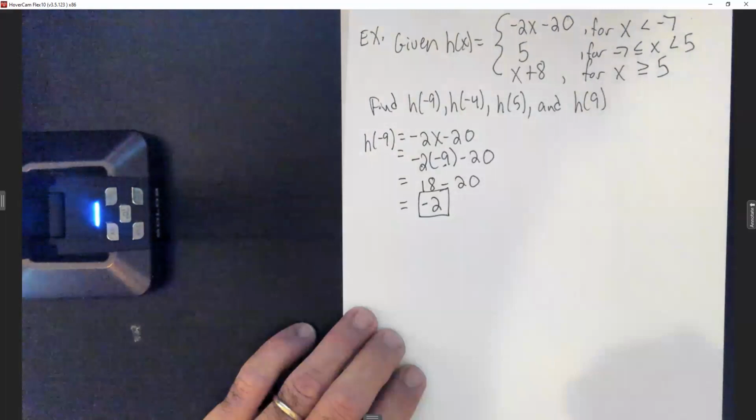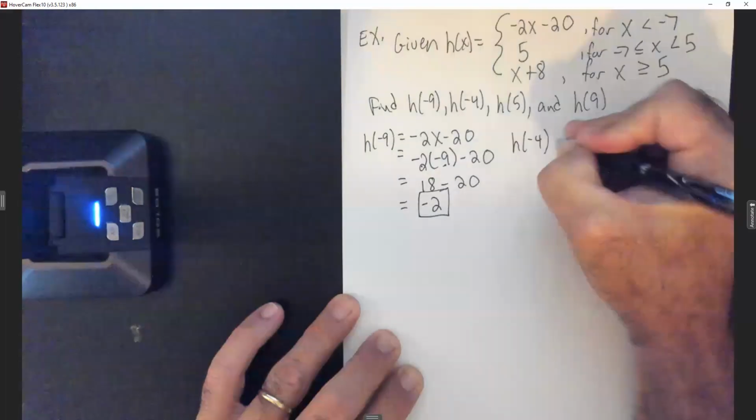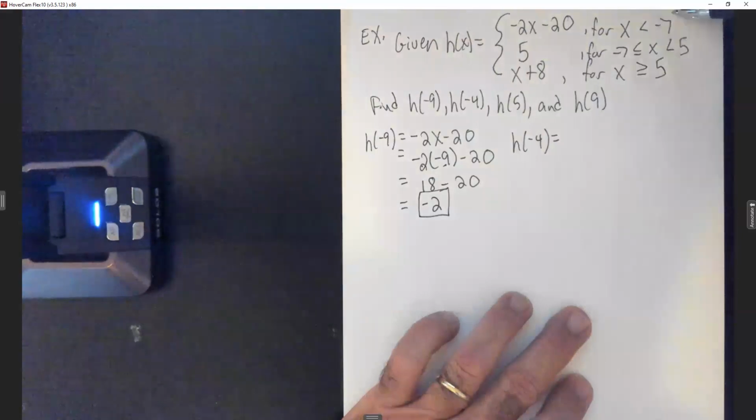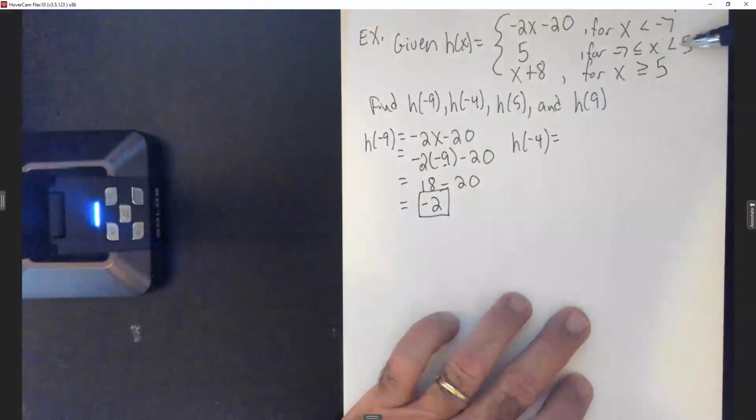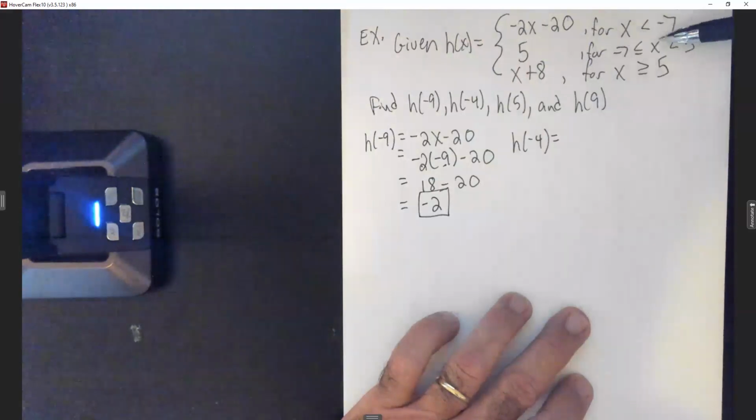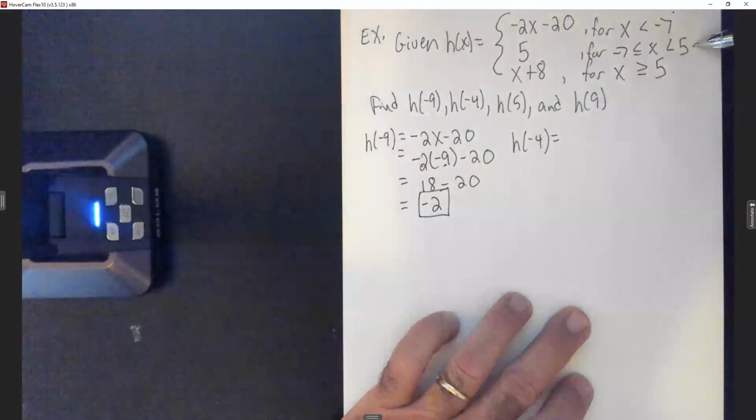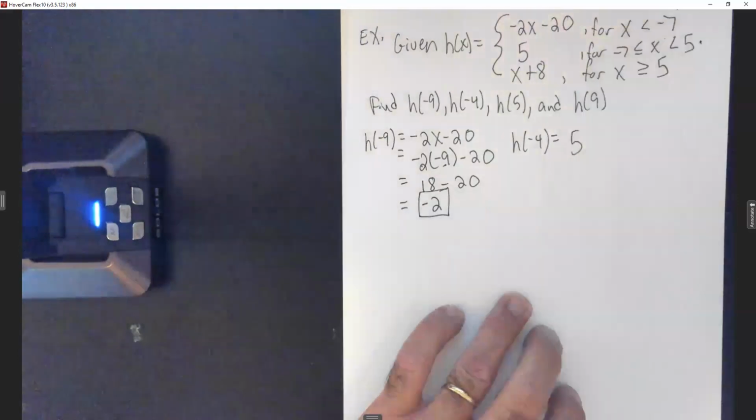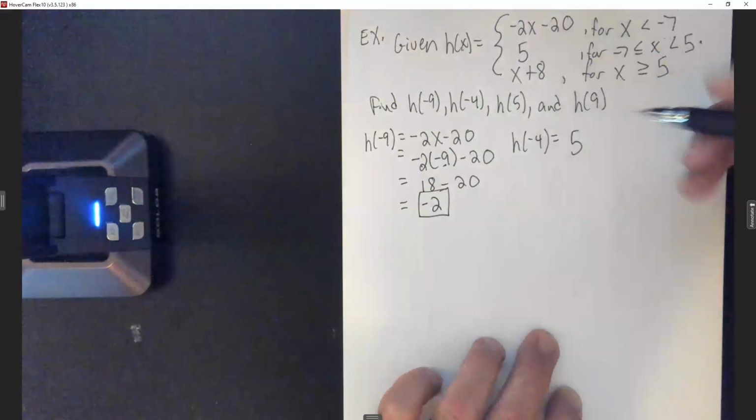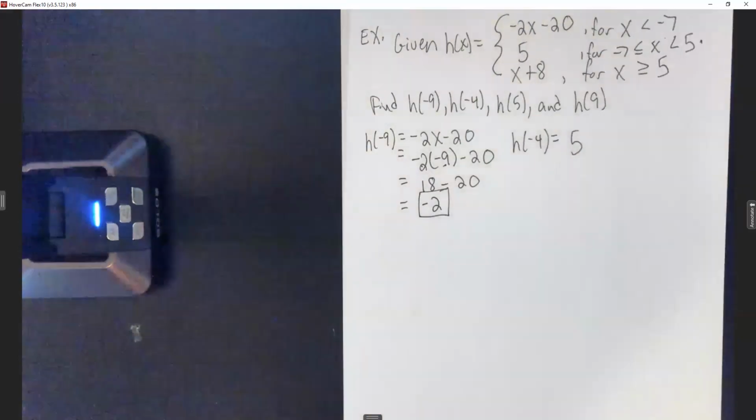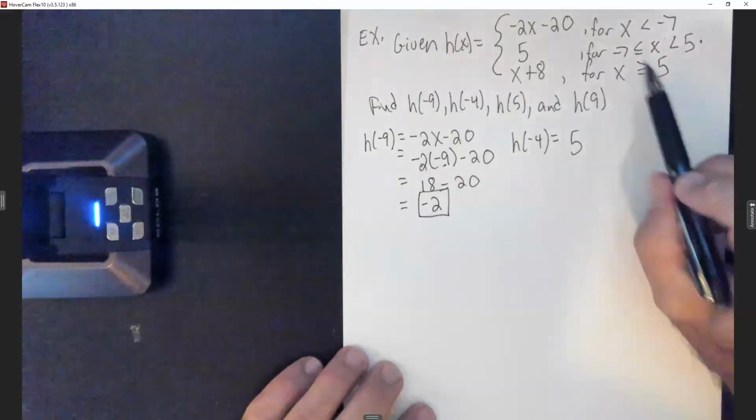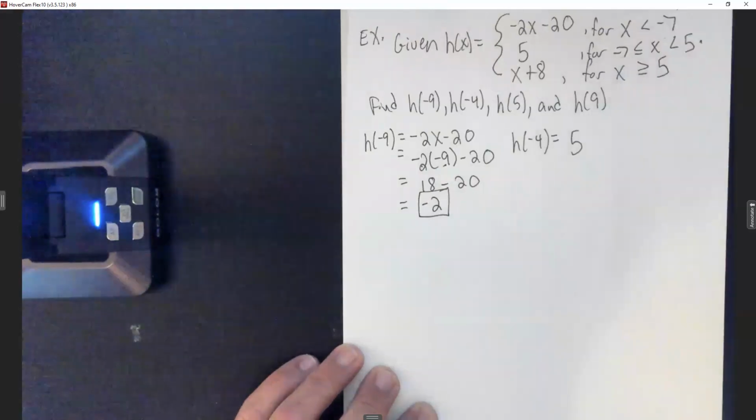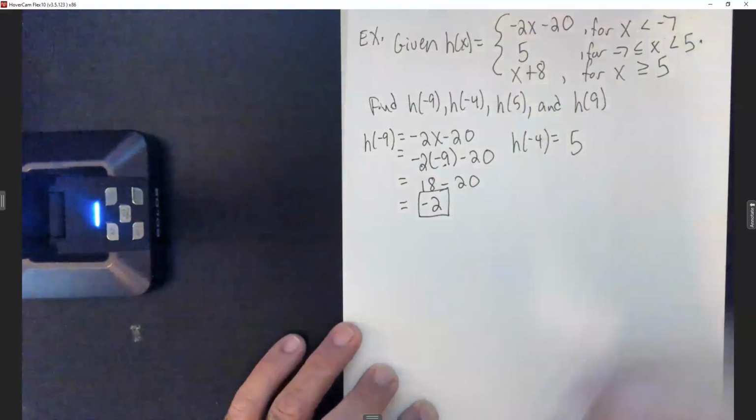Oh, what's next? h of negative 4. So let's see, negative 4 is not less than a negative 7. So let's see if negative 4 is in between. So a negative 7 would be less than negative 4. Negative 4 would be less than 5. So I would use the second equation, which says h of negative 4 equals 5. And y'all, since this don't have a variable, we're done. This is what you would call a constant equation. No matter what the x values are, if you're on the x's between negative 7 and less than 5, you're going to equal 5 no matter what. It's sort of like salary pay, okay? So that is 5, and it's done.